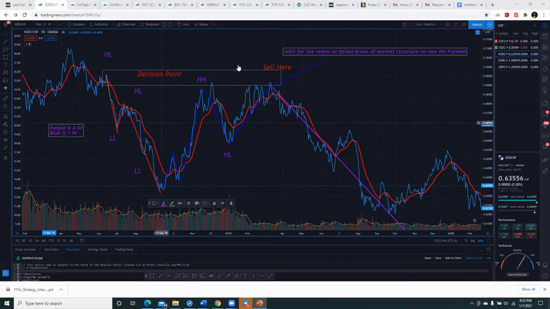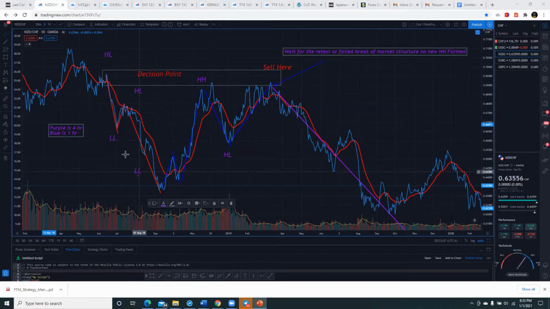Now, this little box here is going to be our decision point. First of all, we want to break down our market structure. So we see on a 4-hour time frame, coming off of a higher low here, we say this is a higher high. We got into a lower high, higher low. Now we got a lower low, higher low, lower low.